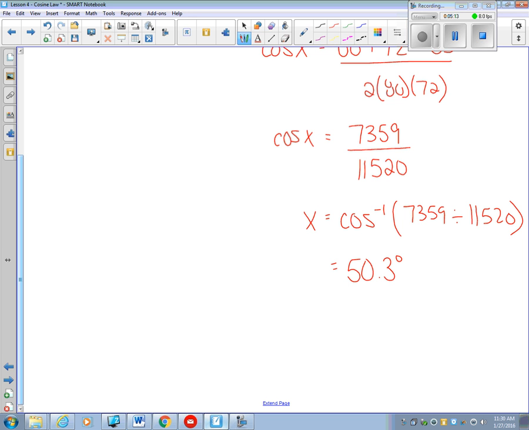And that takes us through the two types of problems you can do with the cosine law. If you want to flip the page over and try the examples of applications, now would be a good time to do that.